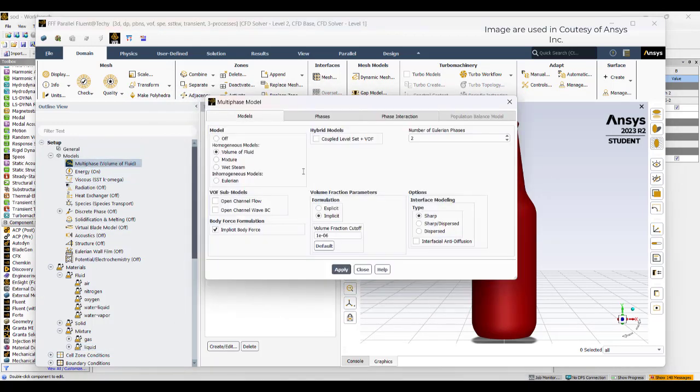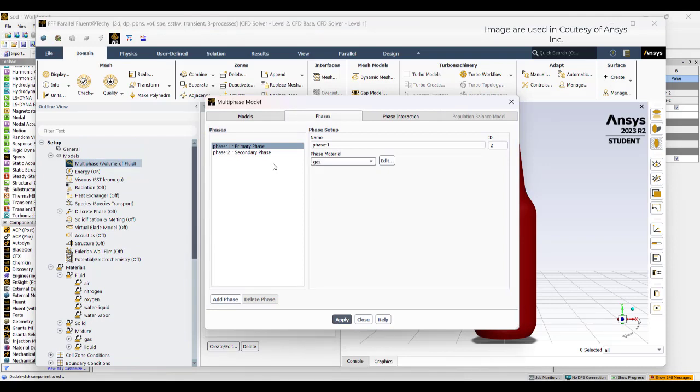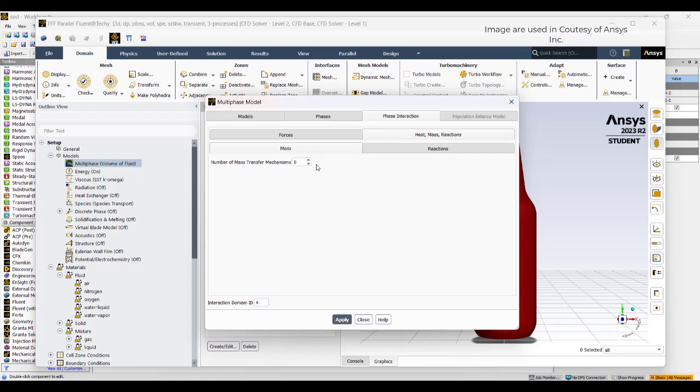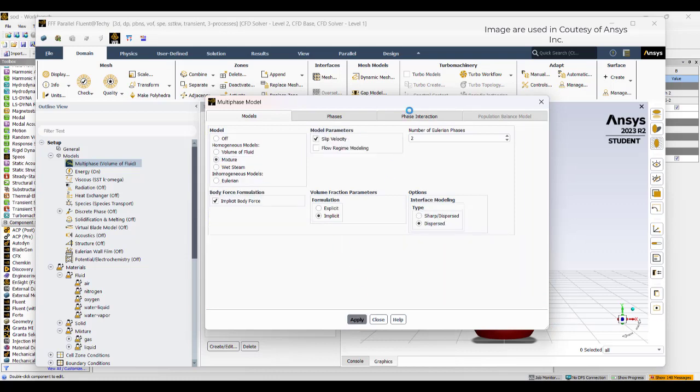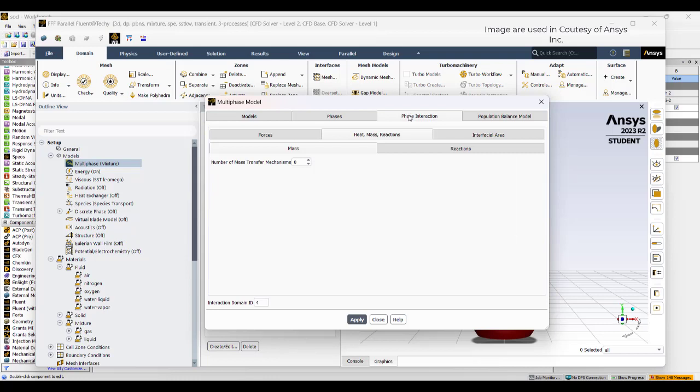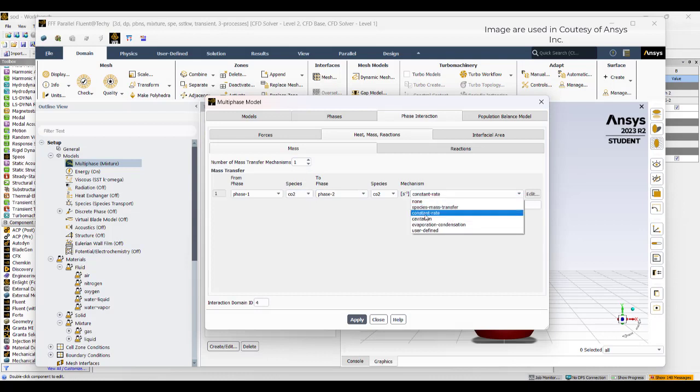Right, now go to volume of fluid, and in the phases, first is our gas and second is our liquid. Apply. Go to phase interaction and heat and mass transfer from phase 1, that is from carbon dioxide. So there will be more carbon dioxide present in the gas, and after application of the pressure, what is the carbon dioxide that has increased in the liquid? So from phase 1 to phase 2. And the mechanism is this: we should first activate the mixture model. Apply, go to phase, and go to species mass transfer.